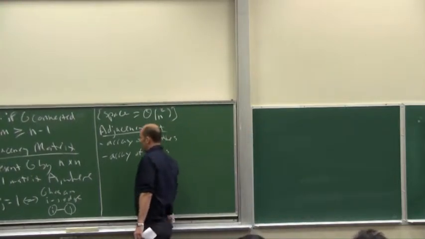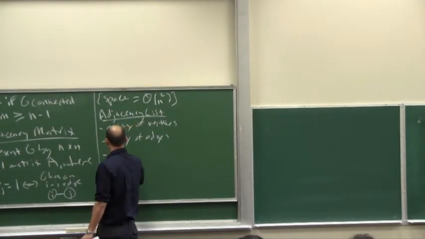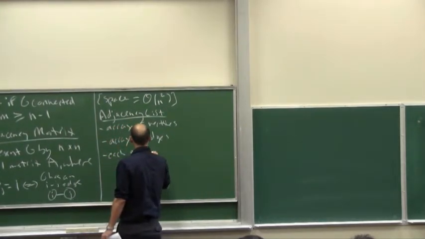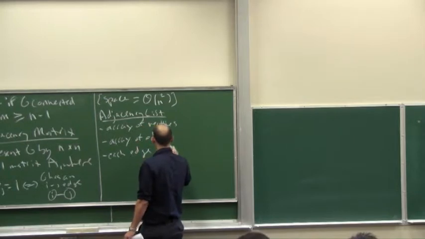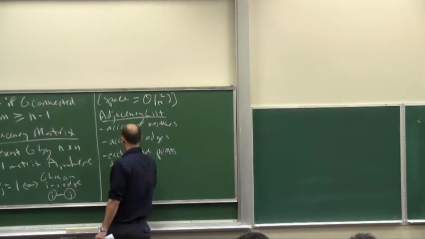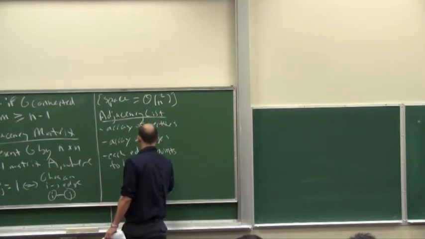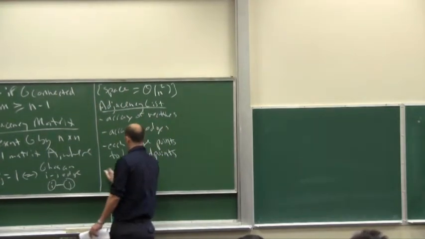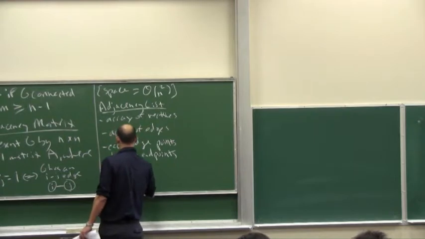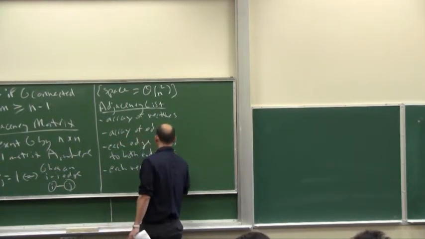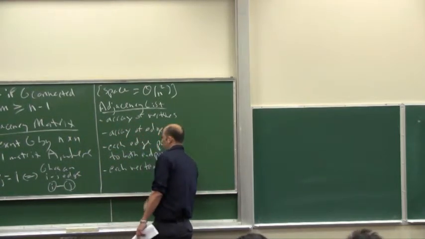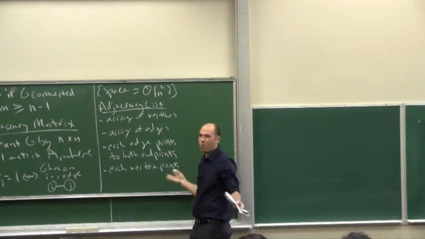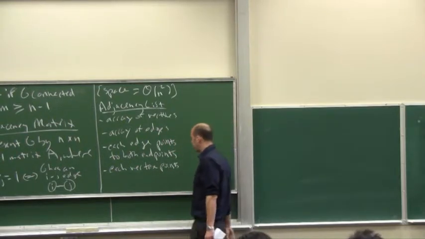Specifically, each edge points to both of its endpoints. And each vertex points to all of the incident edges. Okay, so people point to their neighbors sort of in the way you'd expect.